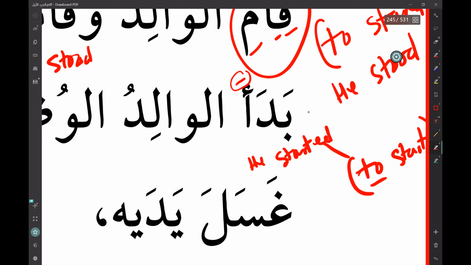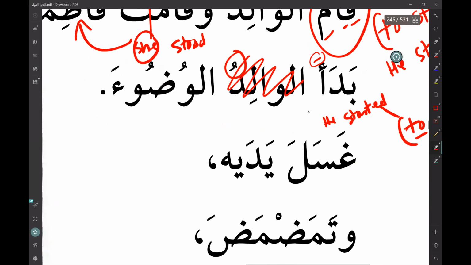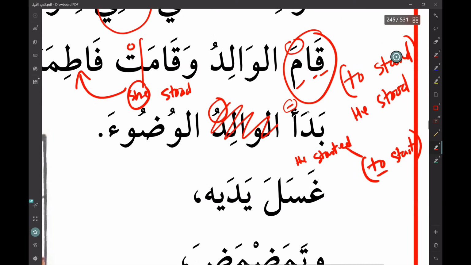So it would be he started. But again, we have the subject, we have the doer, so we don't have to say he. If we didn't have this one, then we would say bada'a al wudu, he started the wudu. But we have the doer here, so we will say the father started al wudu.